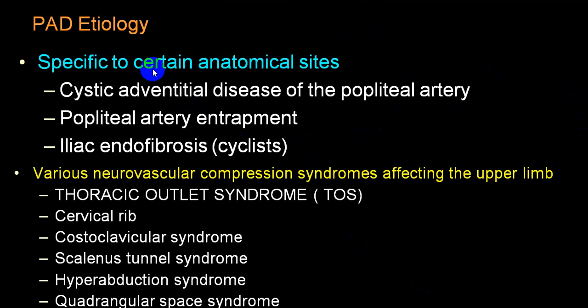Certain typical anatomical sites: cystic adventitial disease of popliteal artery, entrapment, iliac endofibrosis, very common in cyclists. Certain compression syndromes like thoracic outlet syndrome, cervical rib, costoclavicular syndrome, scalenus tunnel syndrome, hyperabduction syndrome, quadrangular space syndrome, etc. These are all compressive syndromes where you can have a nerve compression or vascular compression or both together. That's why it is called neurovascular compression syndrome.